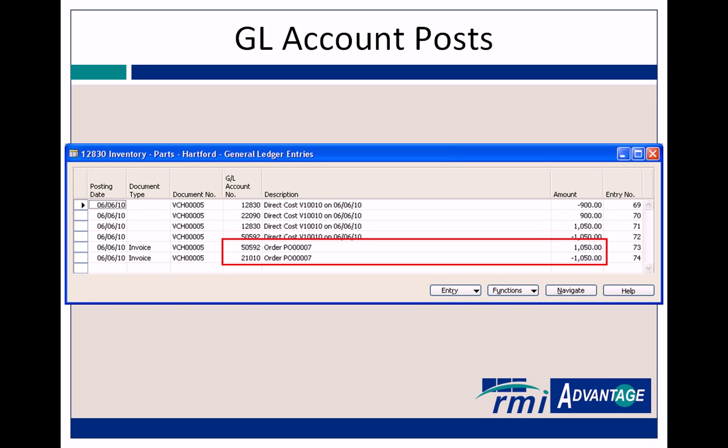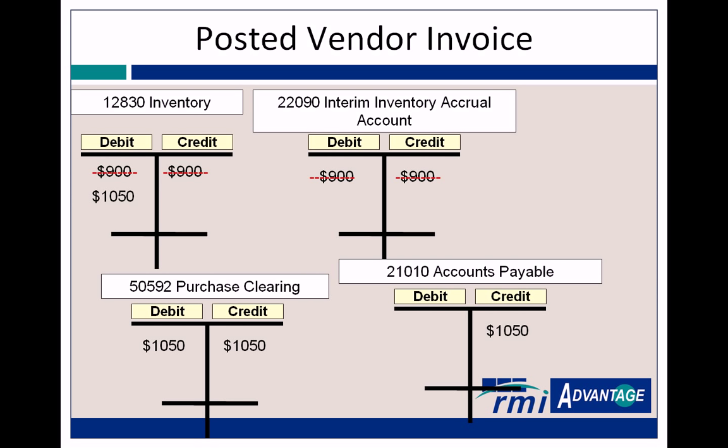And the last entry that happens when we posted the vendor invoice is we then back out the amount that we posted to our purchase clearing account, and we also hit our payables account for the amount of the vendor invoice. And when we take a look at our T accounts, this is what happens. Again, we hit our purchase clearing account for the debit, and then we hit our accounts payable for the credit. At this point, our purchase clearing account nets out to 0, and now we have a debit in our inventory, and we have our credit in our accounts payable.